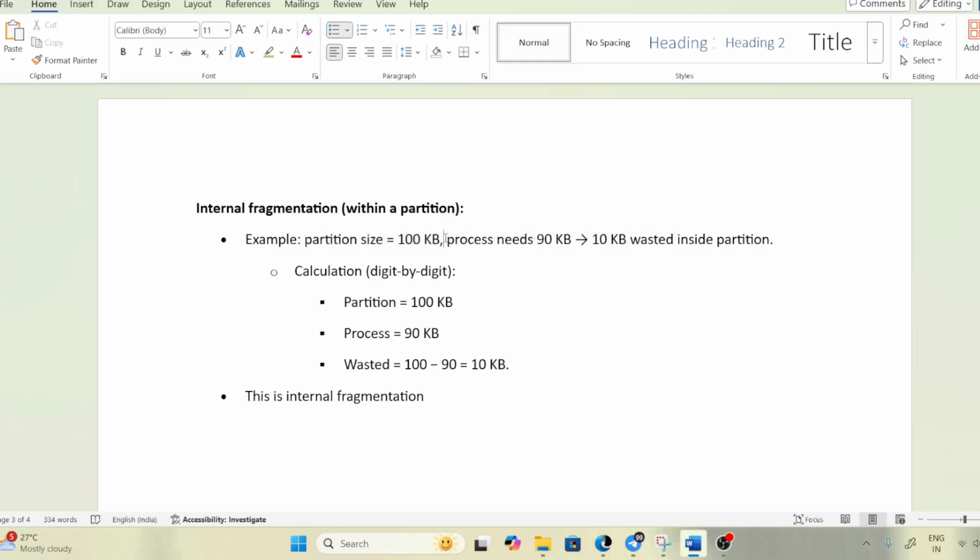Now a process comes which needs only 90 KB, but you have 100 KB blocks. So you will give it the complete block. The partition was 100 KB and the process required only 90 KB. Now there is a wastage of 10 KB. Why? Because उसको जितनी requirement थी उसको हमने उतना नहीं दिया, हमने उसको पूरा दिया.